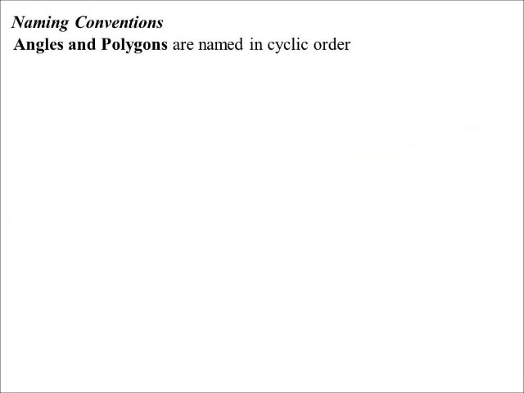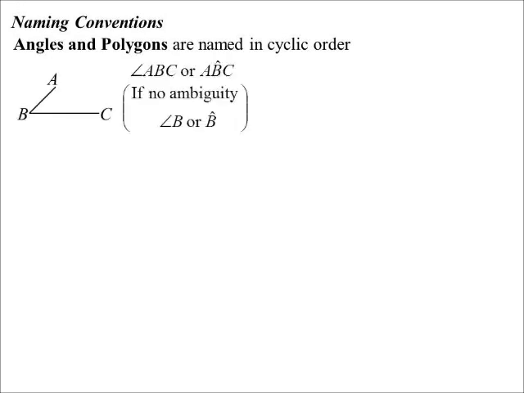Some conventions in geometry. Whenever we name an angle or a polygon, we always do it in cyclic order. Now it doesn't matter whether you go clockwise or anti-clockwise, that's your choice, but it should be in order. So an angle like that I could call ABC. Now when you write angle, some people put the angle symbol out the front. That's probably the most common way of doing it. But another way of writing the angle is with a little caret above the B, so above whatever the vertex is. That's a bit rarer. Of course, if there's no ambiguity, then I can just simply call it angle B. You only really have to name all three if it's ambiguous.